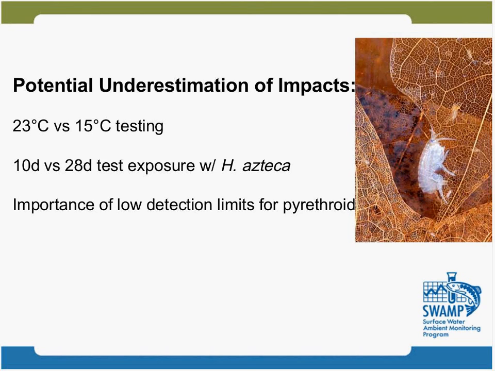And that information just emphasizes the fact that anybody that's out there involved in monitoring, if you're interested in pyrethroids, you really need to make sure you're with a lab that has low detection limits. You need to be around 1 or 2 parts per trillion at least, otherwise you're going to be underestimating what's going on in your watersheds.